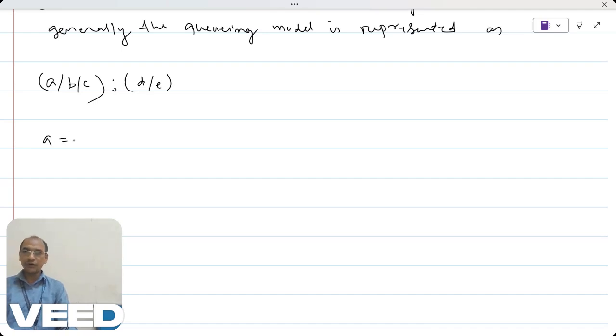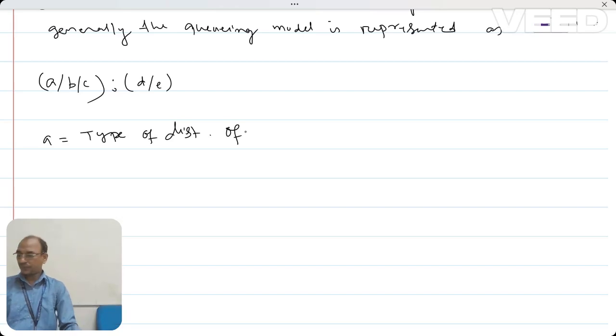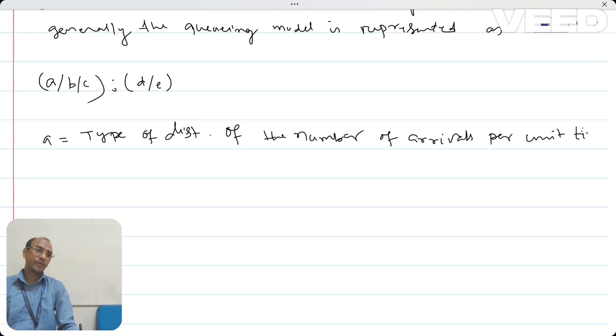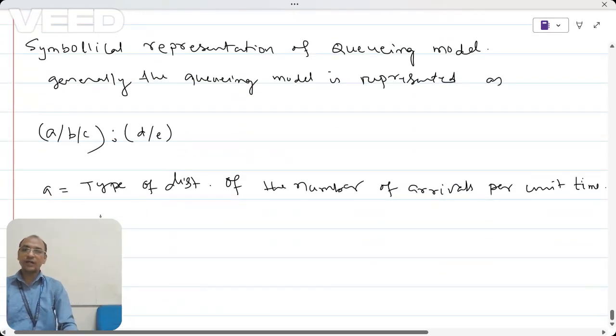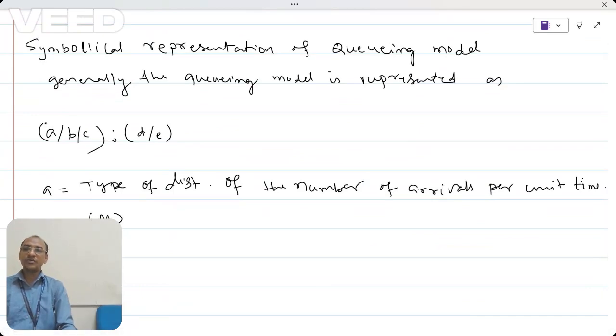type of distribution of the number of arrivals per unit time. As I said, the arrival pattern is a Markov process and we denote it by M. So A in this case is always M, Markovian process, denoted as M.